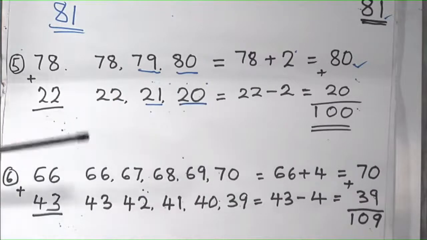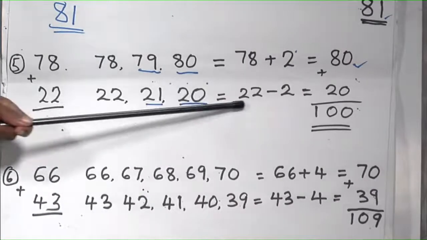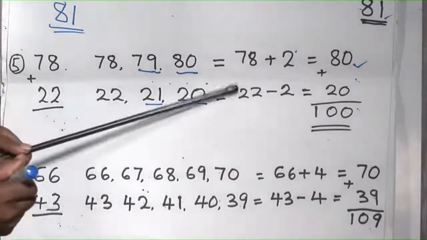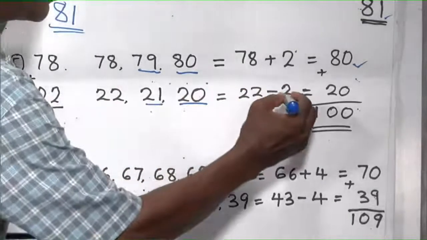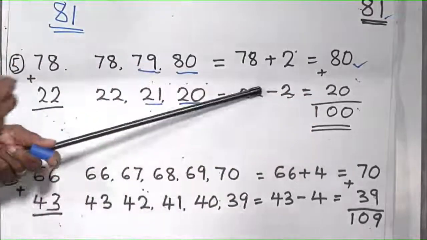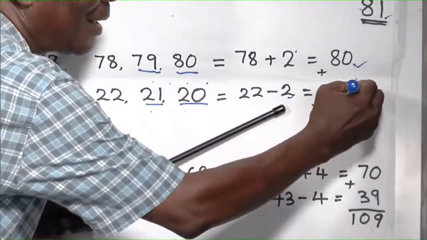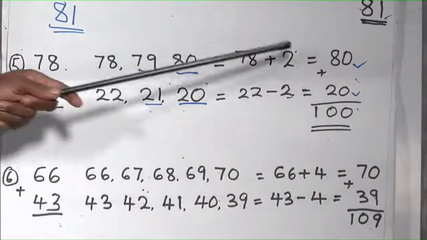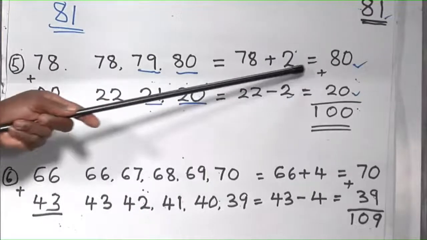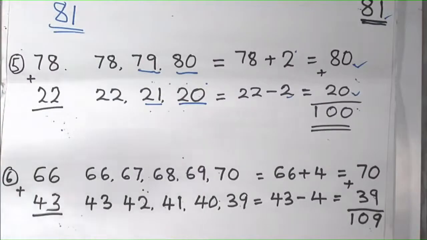So it means how many numbers? 1, 2. So this also becomes 22 minus 2. That will give us 20. Now we have to add 80 to 20. That is 80 plus 20.